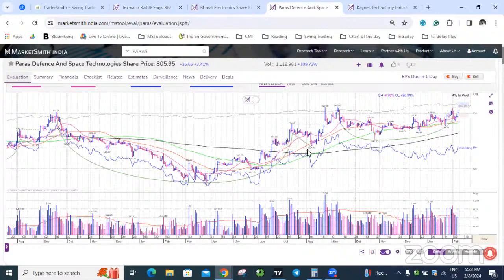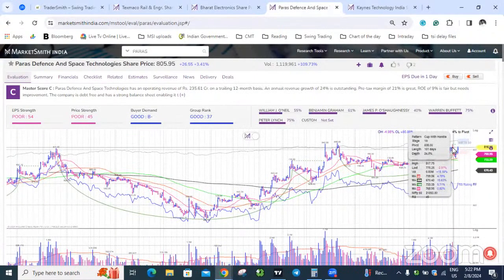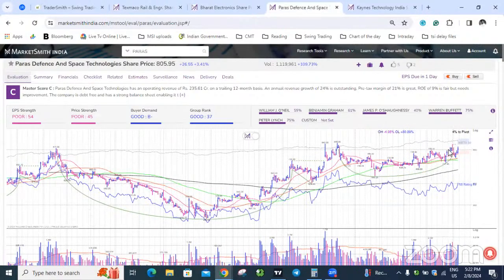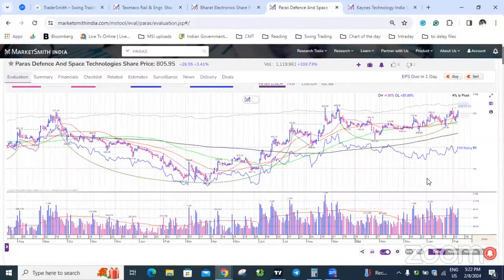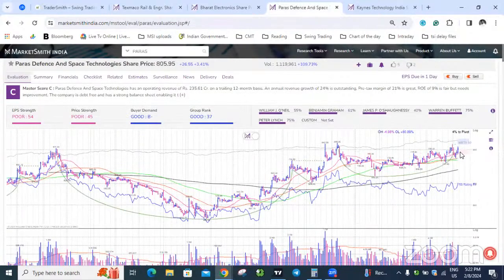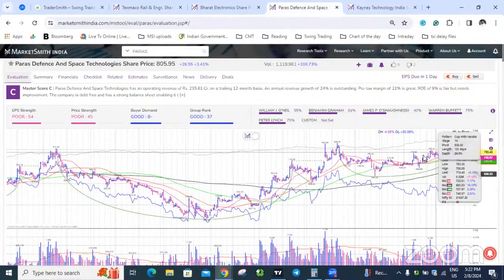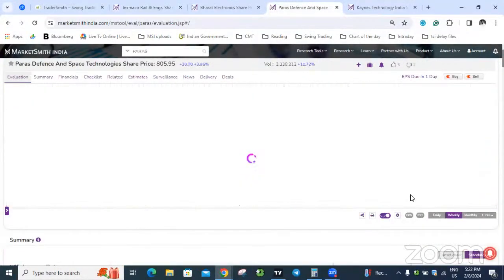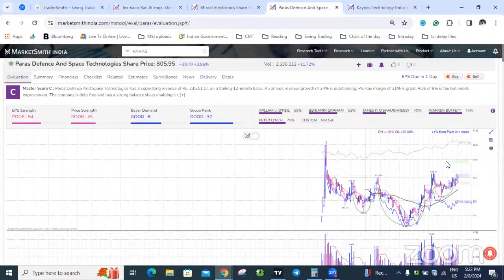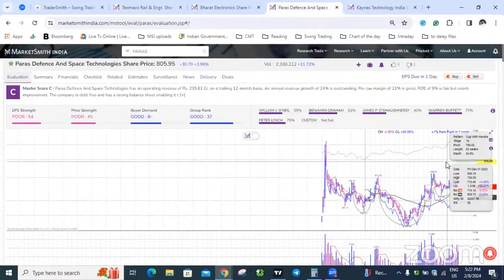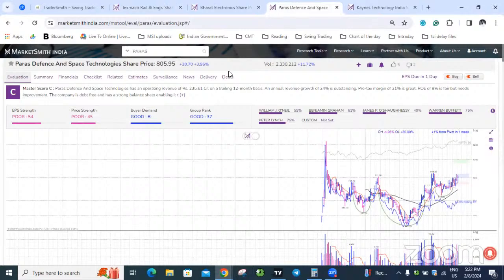Next one is Paras Defense. So it's making a base. It's trading near the pivot level. Once it breaks out above this 820, 816 kind of level, we might see some bullishness kicking in Paras Defense. However, earnings are due tomorrow, I guess. So one can keep a close watch on this stock. If the earnings are strong, it might give a breakout, and this bullish trend is likely to continue. So we might see somewhere around 950, 970 kind of level in Paras Defense.